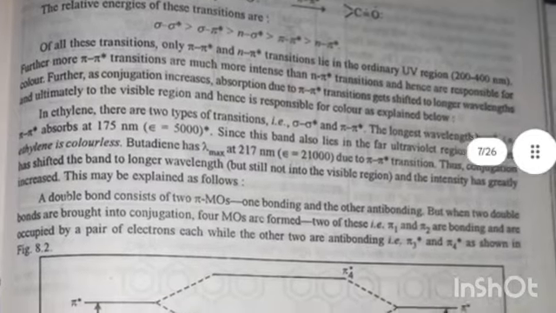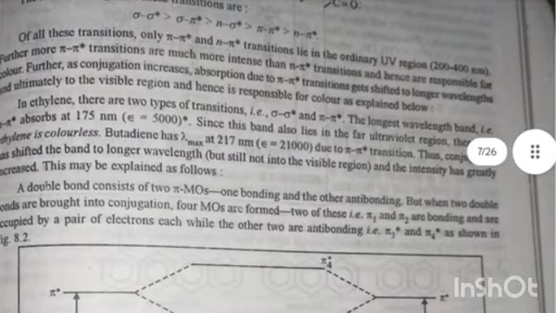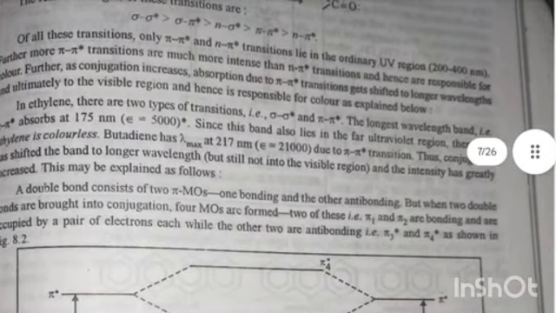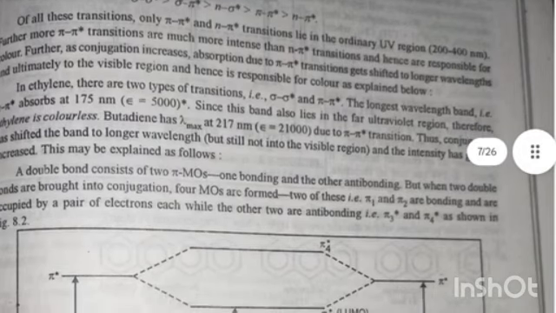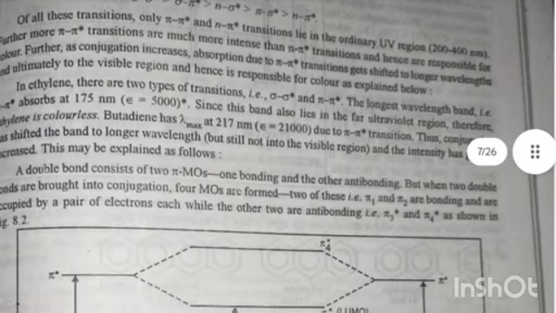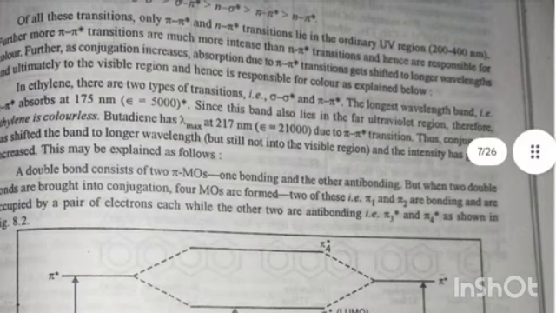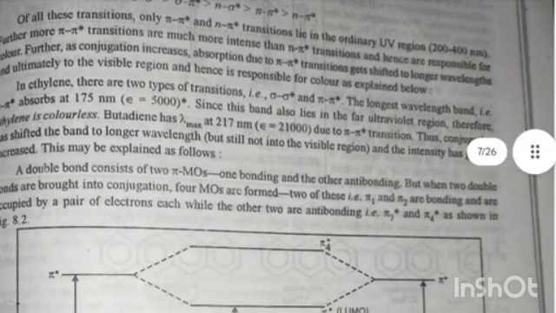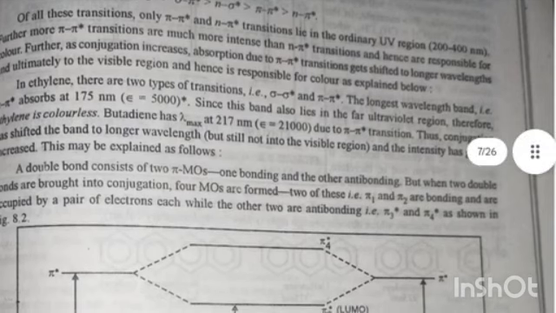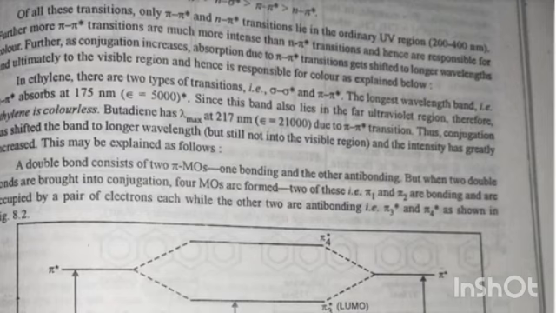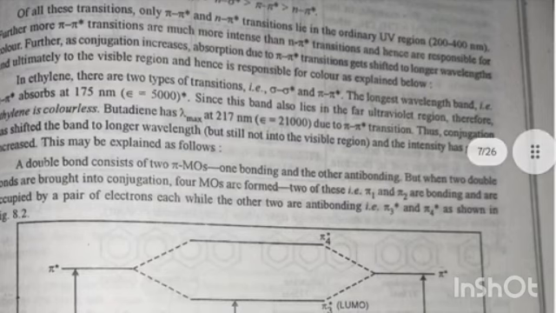Of all these transitions, only pi to pi star and n to pi star transitions lie in the ordinary UV region. Further, pi to pi star transitions are much higher in intensity than n to pi star and sigma to sigma star transitions, and hence are responsible for the color. Further, as conjugation increases, absorption due to the pi to pi star transition gets shifted to longer wavelengths and ultimately to the visible region, and hence is responsible for color, as explained below.